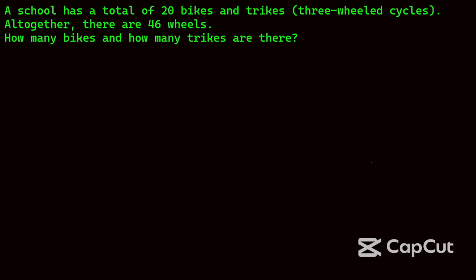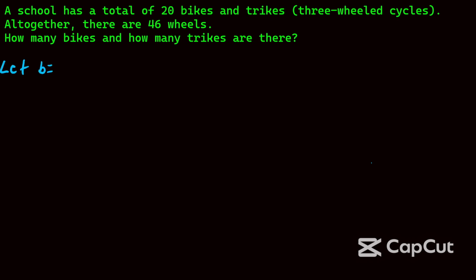Okay, so here's our next question. A school has a total of 20 bikes and trikes. Okay. Three-wheelers. Altogether, there are 46 wheels. Okay. How many bikes and how many trikes are there? Okay. Remember, first step. Variables, what are they asking? They want to figure out how many bikes.